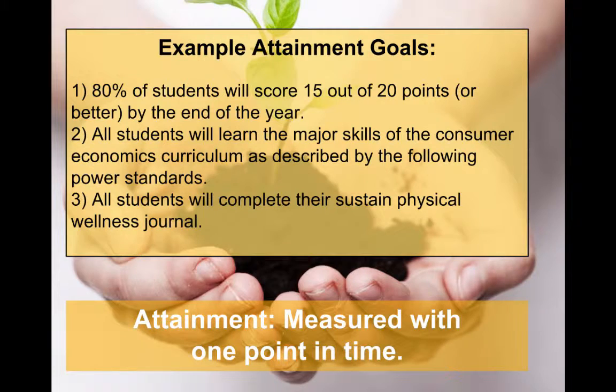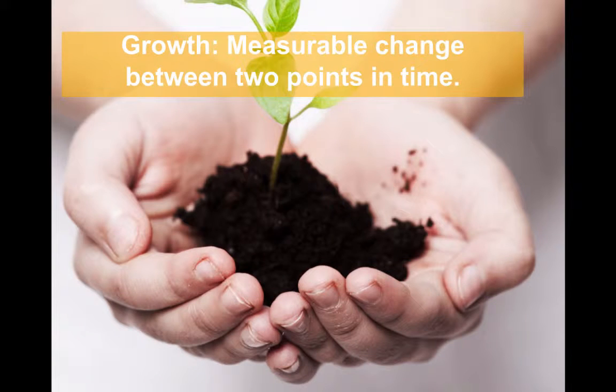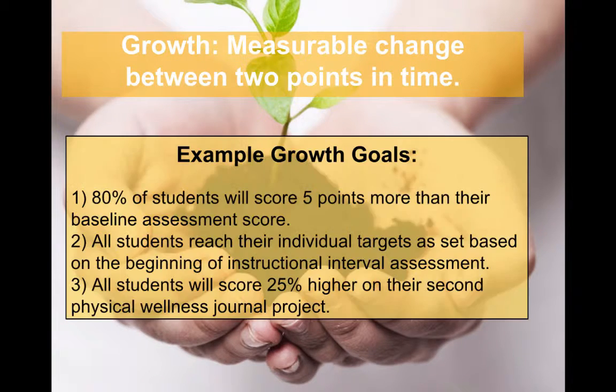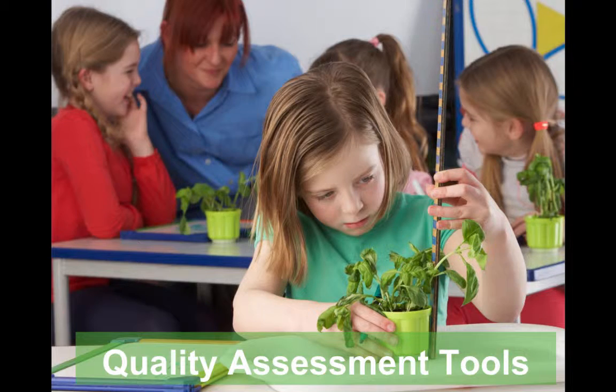So for example, when we look at attainment, we might say something like, the students are going to get 15 out of 20 points by the end of the school year, meaning 15 maybe is some sort of a proficiency cut point. Now we're looking at simply getting the students to a particular score. Growth, on the other hand, is looking at change. So for example, we'll look at 80% of the students are going to get 5 points more. So now we're looking at where they started and how much better they are as a result of the work they've done in those classrooms.